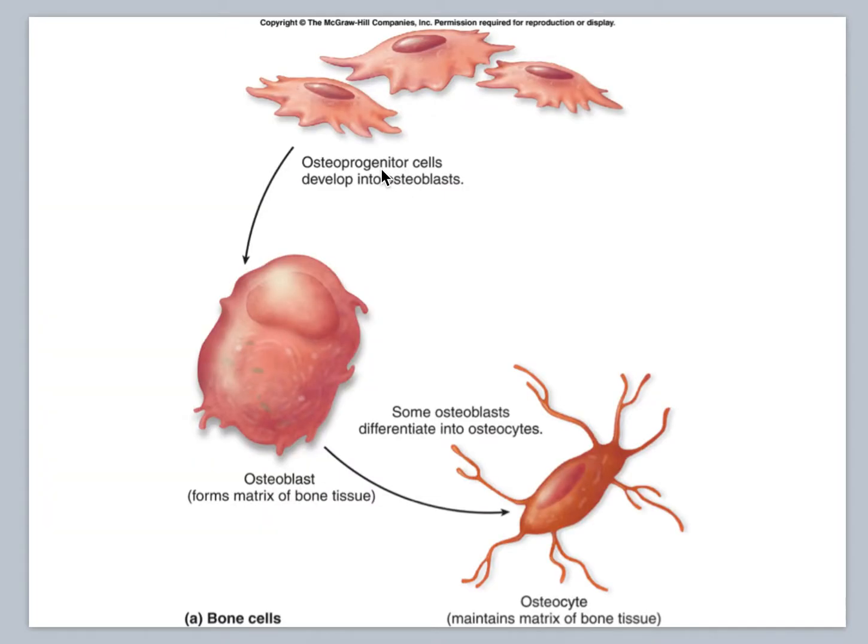So you have a progression from osteoprogenitor cells or osteogenic cells, which develop into osteoblast cells, which then release the matrix of the bone tissue. Then the osteoblast cell changes into an osteocyte cell once it gets surrounded by the matrix. Then its job is to maintain the matrix.